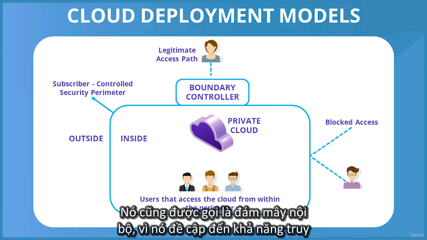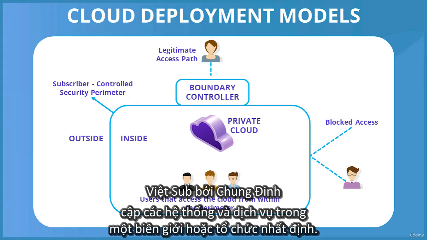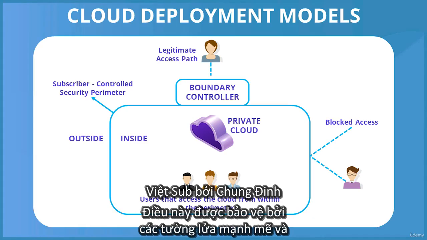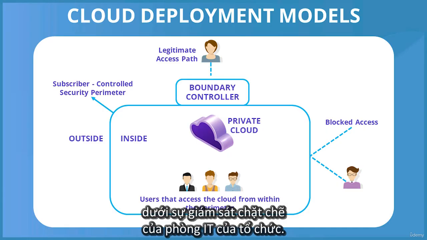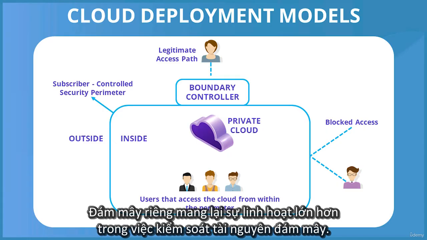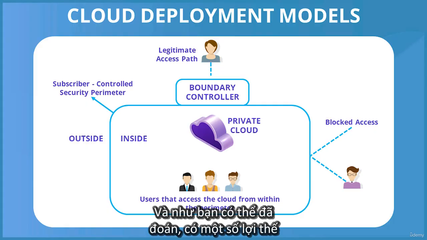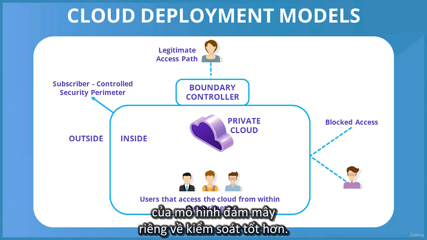It's also called the internal cloud because it refers to the ability to access systems and services within a given border or organization. The cloud platform is implemented in a cloud-based secure environment, is protected by powerful firewalls, and is under the strict supervision of an organization's IT department. The private cloud gives greater flexibility and control over cloud resources. And just as you may have guessed, there are some advantages to the private cloud model.